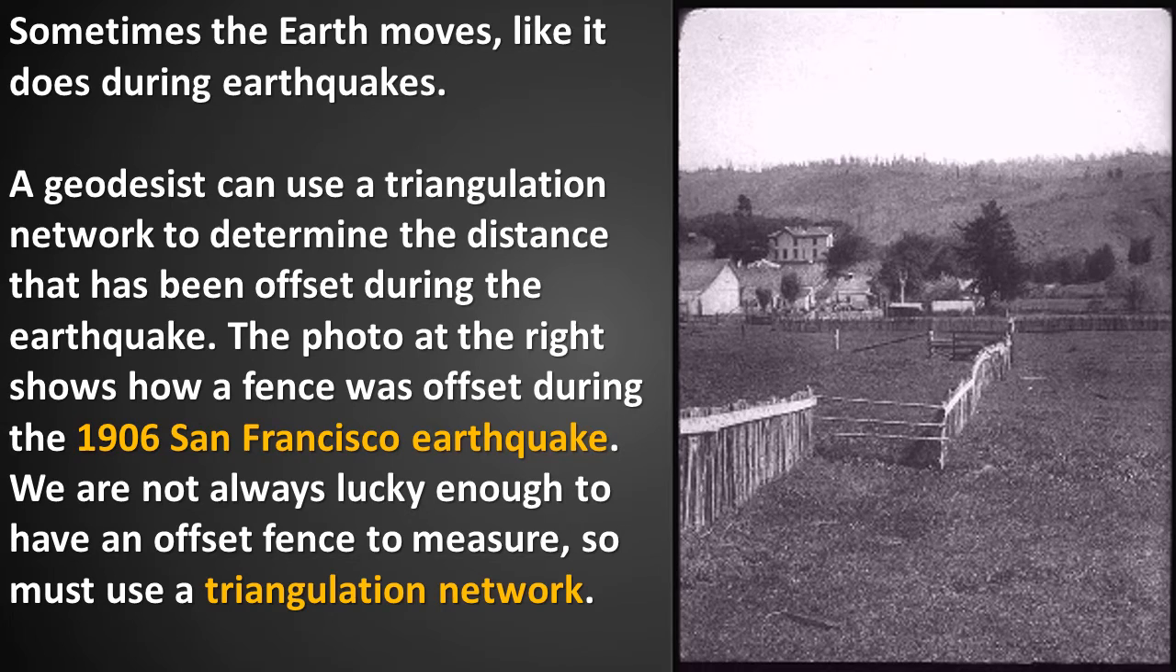Sometimes the Earth moves, like it does during earthquakes. A geodesist can use a triangulation network to determine the distance that has been offset during the earthquake. The photo at the right shows how a fence was offset during the 1906 San Francisco earthquake. We are not always lucky enough to have an offset fence to measure, so we must use a triangulation network.